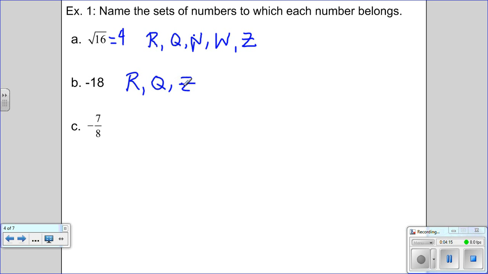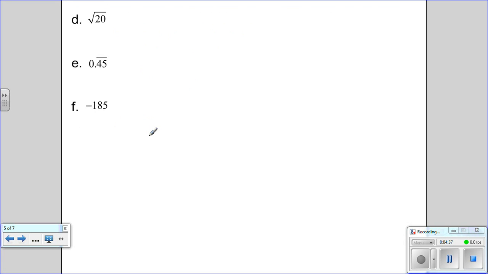And letter C, negative 7/8. Starting at the top of our list, it's a real number. It's a fraction, so it's definitely a rational number. Remember, we use Q for those. And it cannot be a natural number, a whole number, or an integer because it's a fraction, so it doesn't belong in those groups. Let's try a few more.